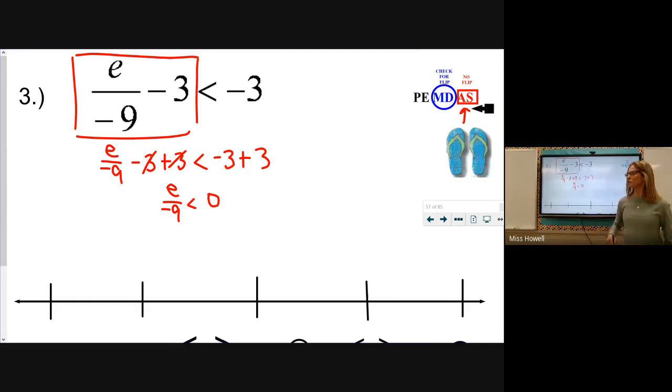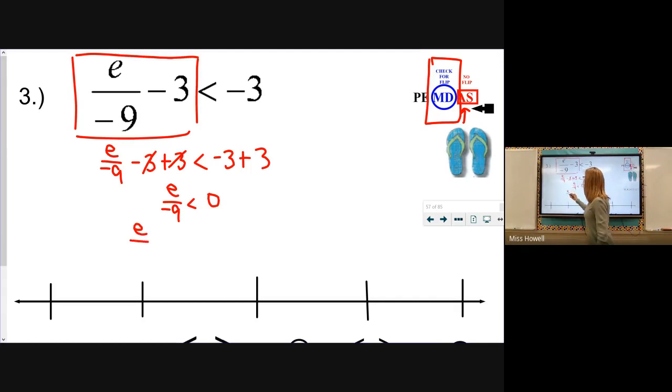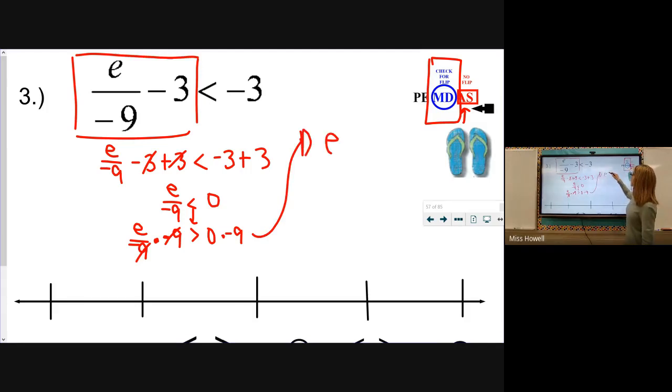All right, our next step is going to be our multiply divide inverse operation, where we have to check to see if on that step we are going to flip or no flip. So in this case, we need to remove a divide by -9, which means we're going to multiply. And the number we multiply by is our flip no flip number. So since this number we're multiplying is a -9, that means on this next step, this has to change to a greater than to make sure that from that point on, we have our correct solution. So be careful. And so we would have a 0 times -9 also. All right, cross cancel. We're left with e is every number greater than 0.